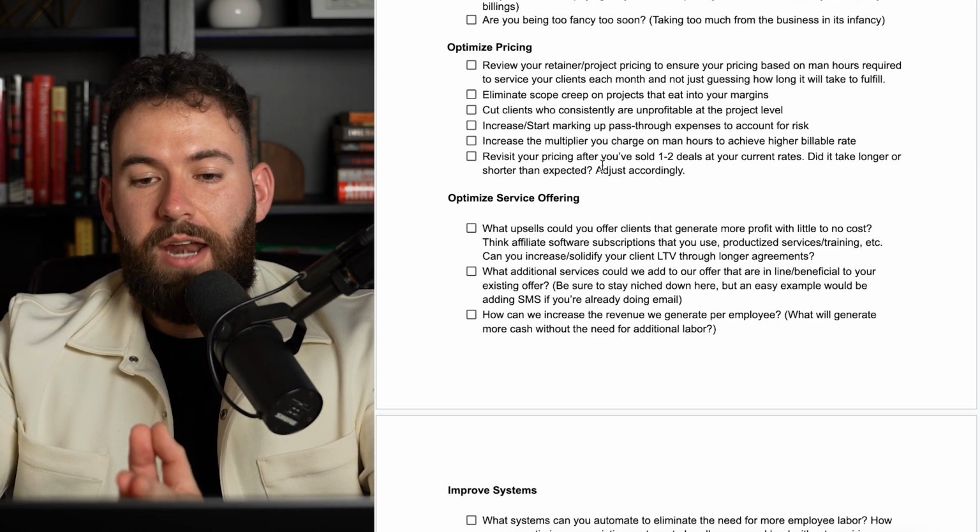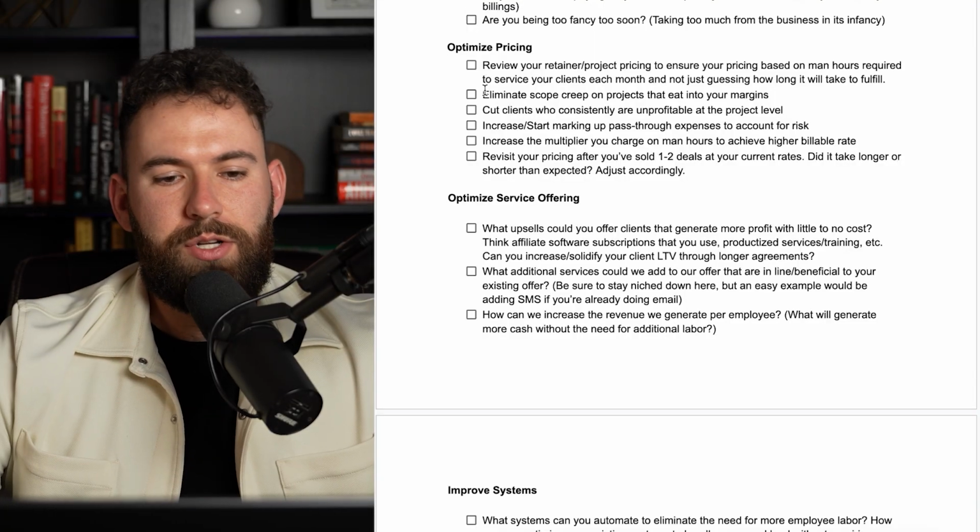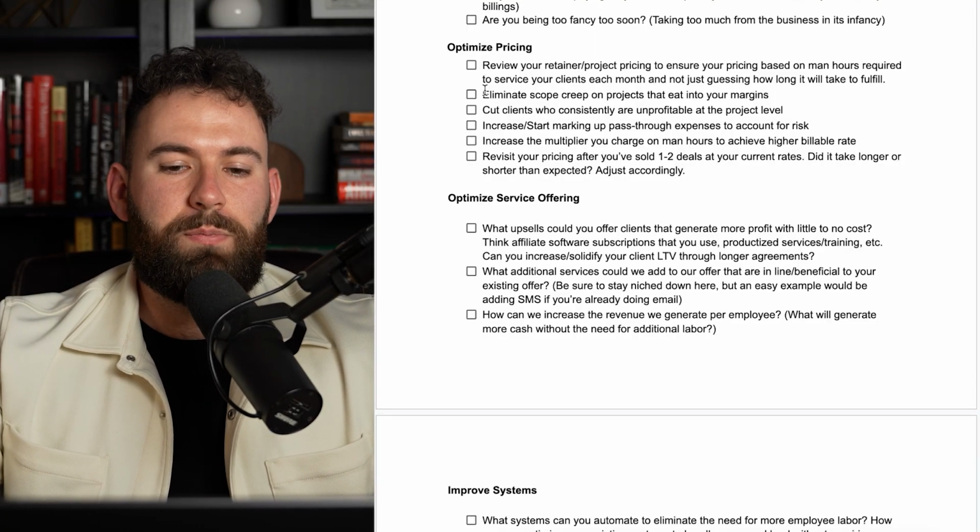So you want to look at, okay, how many hours does it take to fulfill? What are their average billable rates? And how am I going to get to my actual retainer price? The next thing we want to do is make sure we don't have excessive scope creep on projects that are going to decrease your margins.